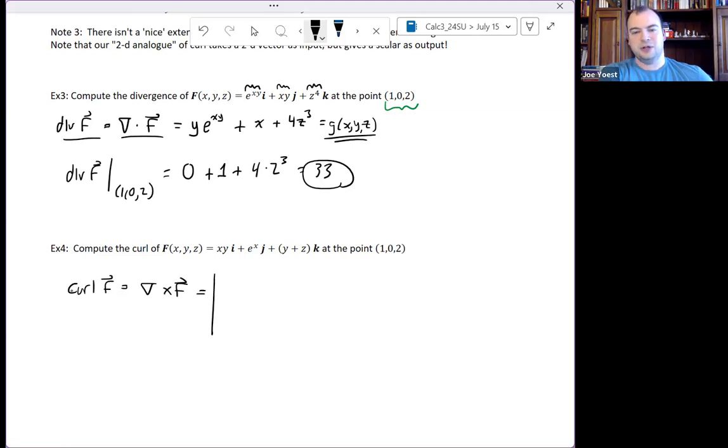So I always think of curl as grad cross f. Right. You probably shouldn't say grad cross f. I just always say it that way. Should probably say something like nabla cross f or maybe del cross f, something like that. But I always tend to just say grad when I see the gradient symbol. That's probably not quite the correct way to say it.